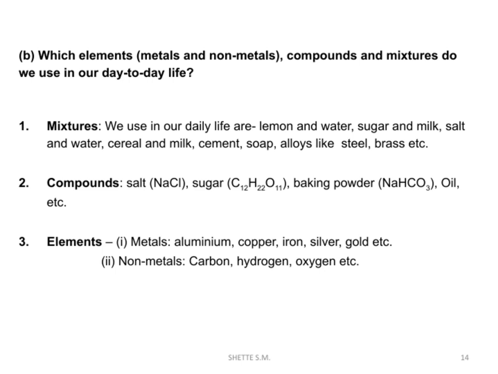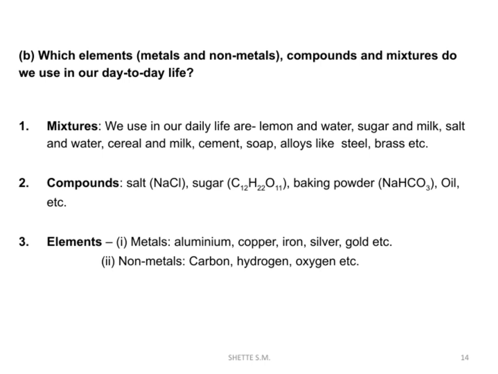Starting with mixtures, these are combinations of different substances that are not chemically bonded. For example, we often use lemon and water to make lemon water, or sugar and milk when preparing beverages. Salt and water are common for cooking or cleaning, and cereal mixed with milk is a typical breakfast. We also use cement in construction, soap for cleaning, and alloys like steel and brass, which are mixtures of metals with other elements, making them stronger and more durable.